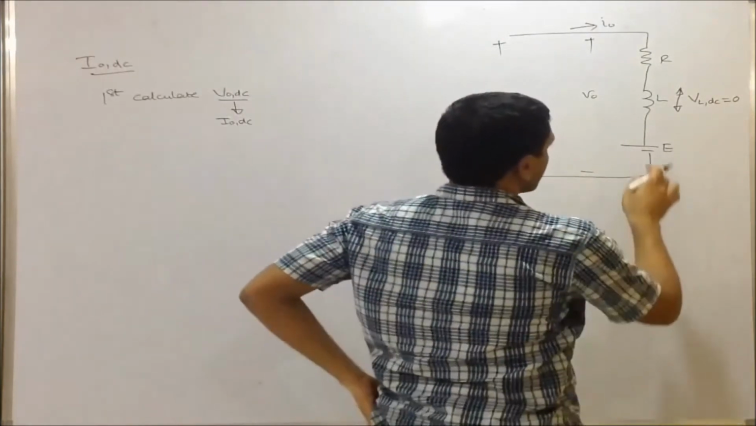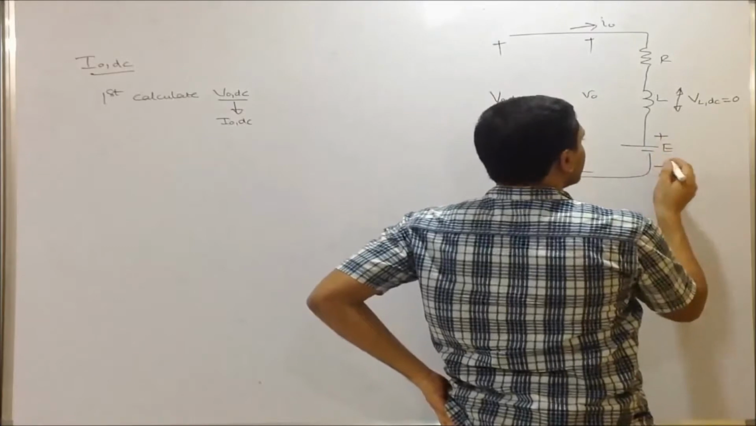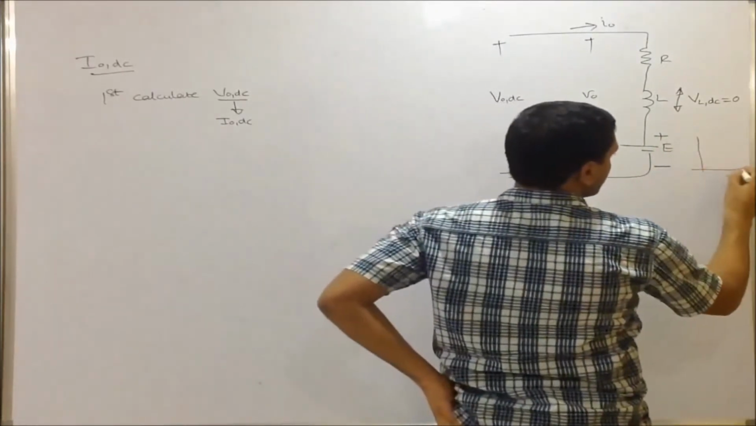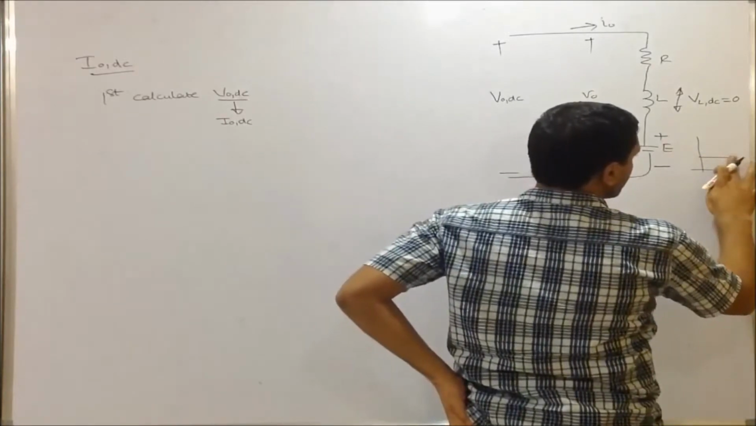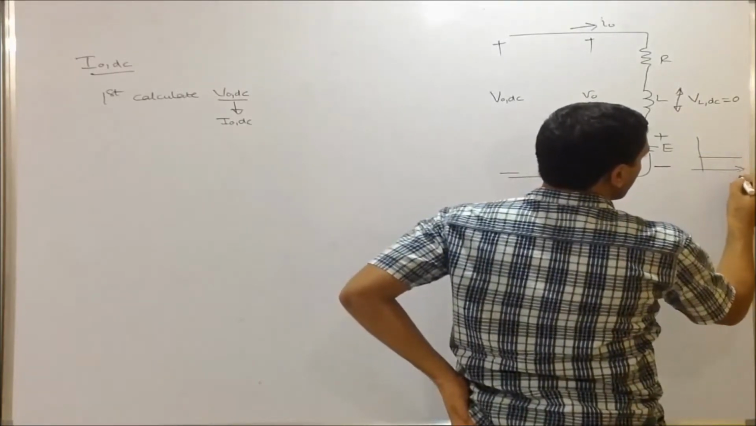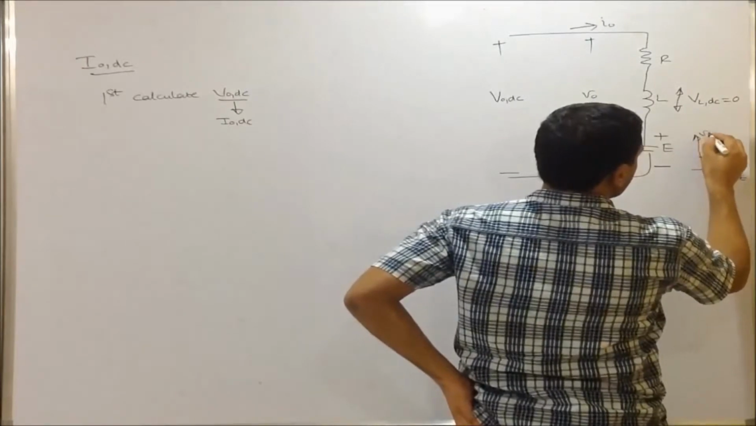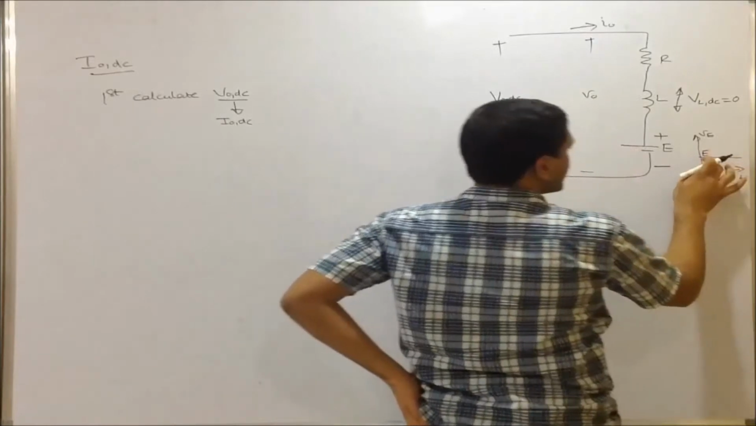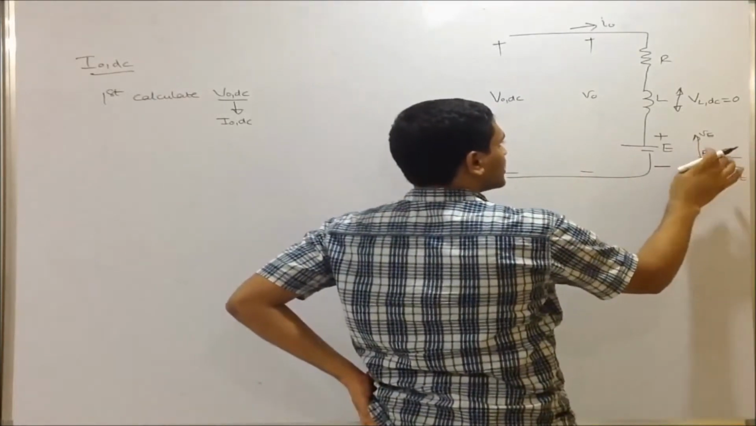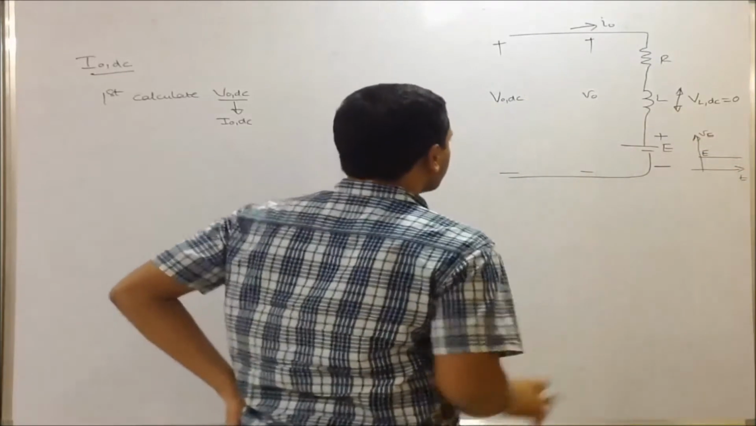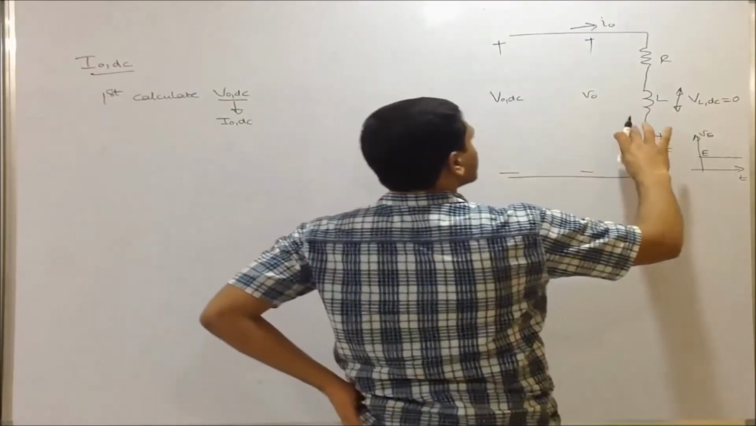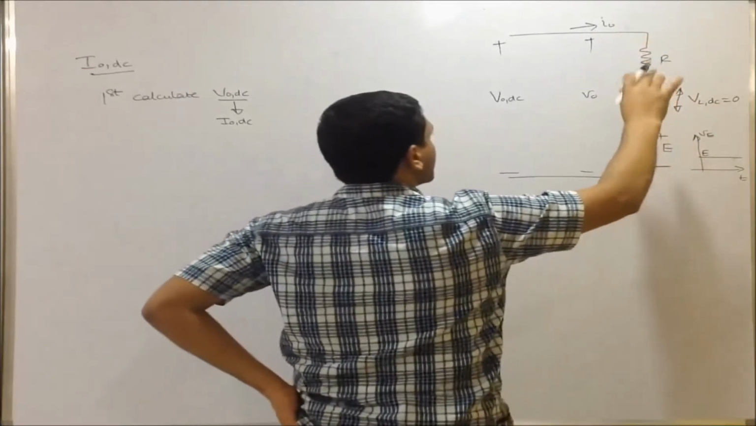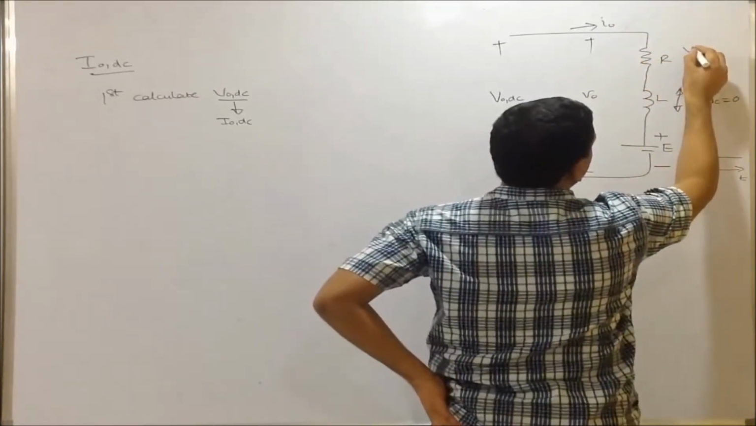What is the average voltage across E? The average voltage across E is E, that is the battery. It is having constant voltage with respect to time. So instantaneous voltage, peak voltage, RMS, average, everything remains E. So the average voltage across E is E. The average voltage across the inductor is 0. The average voltage across R is VR DC. This is not 0.